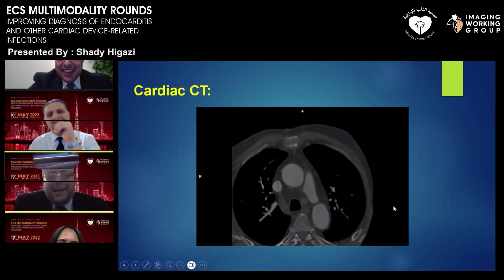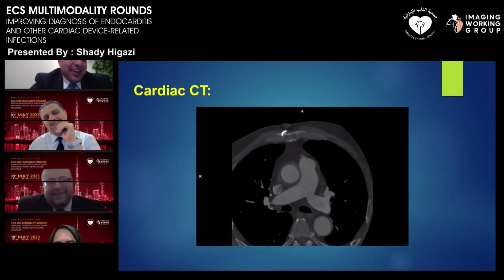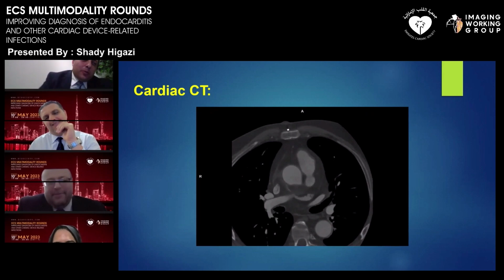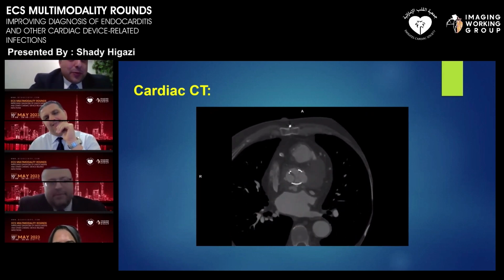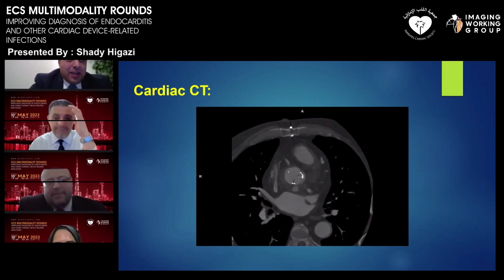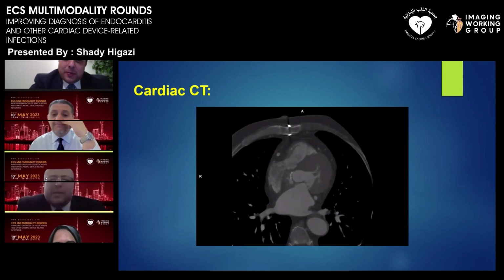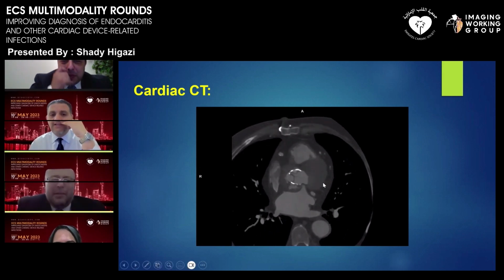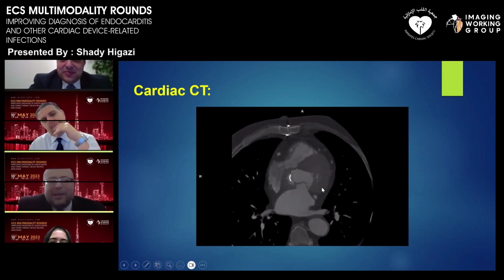So we did the cardiac CT. Although it showed complete resolution of the nodal soft tissue density before, it showed there's a pseudoaneurysm, as you mentioned. But the soft tissue is not gone; it's still there. So abscess and pseudoaneurysm.